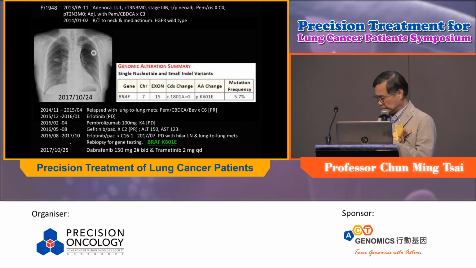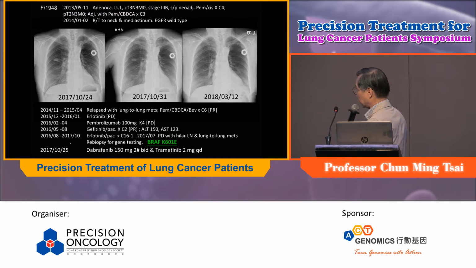So we gave her radiotherapy, and then she relapsed again, so we put her on erlotinib. At that time, erlotinib could be used in wild type as second line in Taiwan. But the duration was very short.